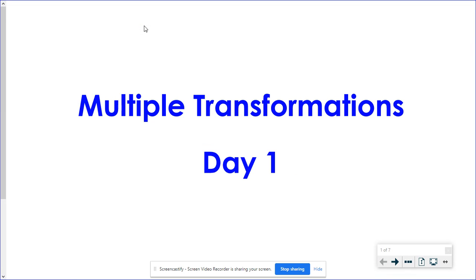Hello again, math students. Today we're going to put together all of the transformation stuff that we've worked on. We've already practiced all of the translations, reflections, rotations, and dilations. But now we're going to be doing multiple transformations to one shape, so we'll be getting more than one new image from these.